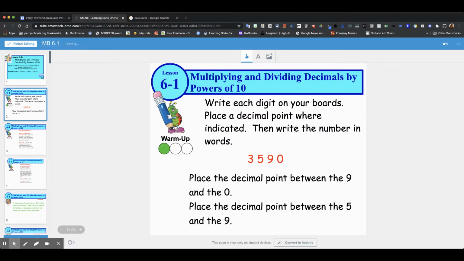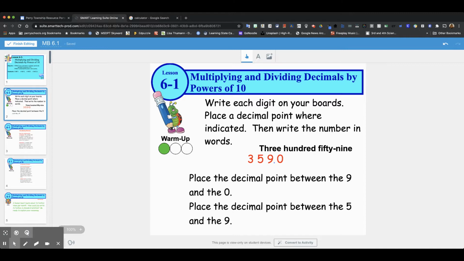Let's warm up with this activity here. On a slate or piece of paper, write each digit down and then place a decimal point where indicated. Then write the number in words. So you see here we have the digits 3590. And the first place it tells you, so we're going to look at this one right here: place the decimal point between the 9 and the 0. So you're going to put it right here. So take a moment and write this out in words.